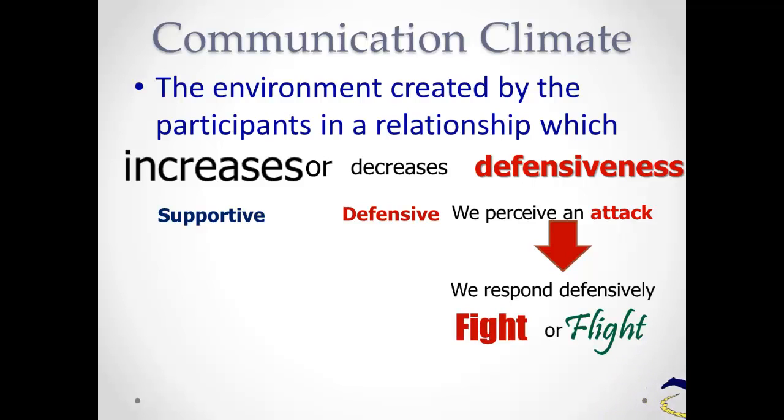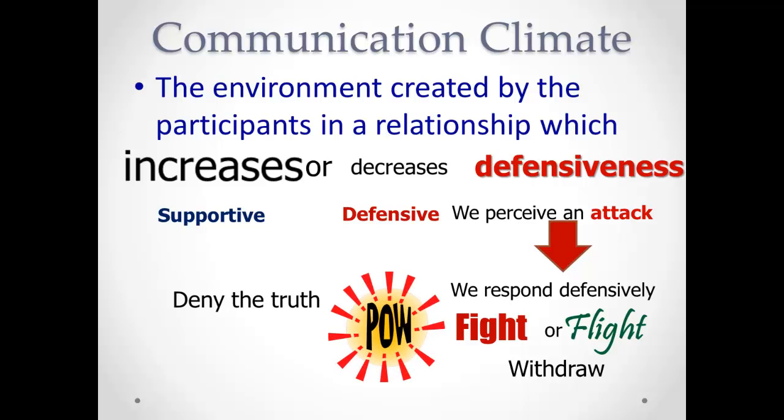We may want to flee by withdrawing from the situation, falling silent, physically removing ourselves, or becoming submissive. Typical fight responses include denying the potential validity of the attack. In other words, what was said may in fact be correct, but because we are defensive, we refuse to admit it, and sometimes argue even harder. We might also mount a counterattack under the belief that the best defense is a good offense.